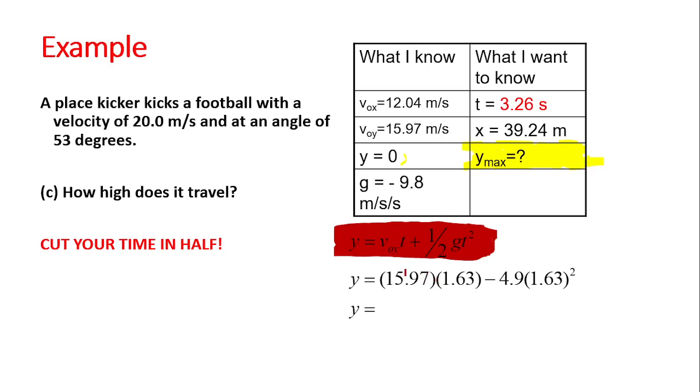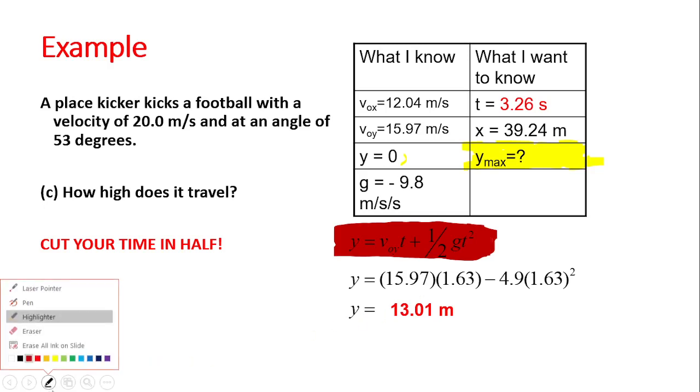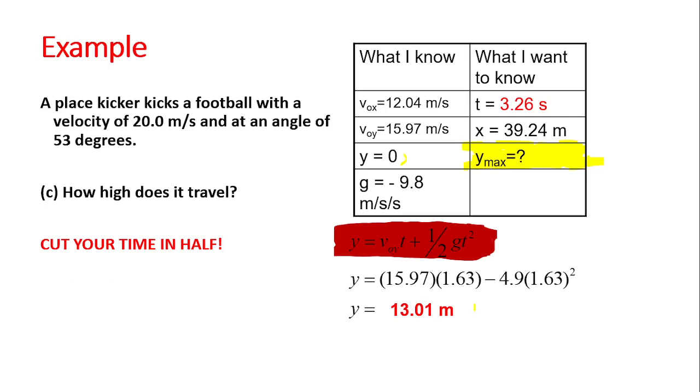Don't just quickly see that the formula has time and put in 3.26 seconds and say you're done. No, divide the time by 2 before you do anything when we are talking about the maximum height. When you plug in on your calculator, that's the maximum height. That's how easily you can find the maximum height. Simple.